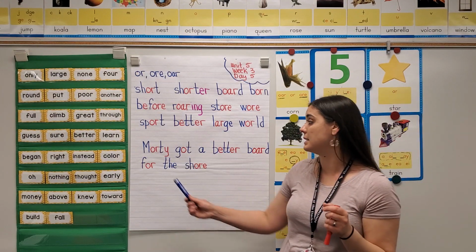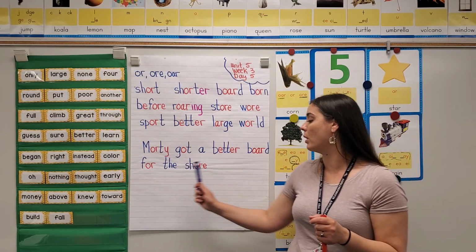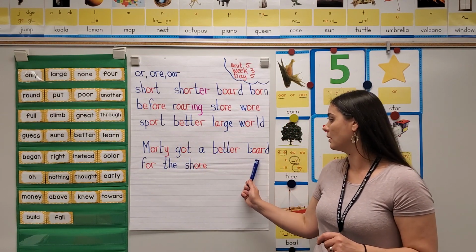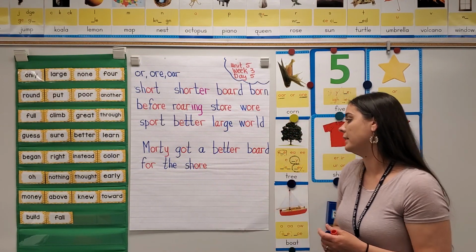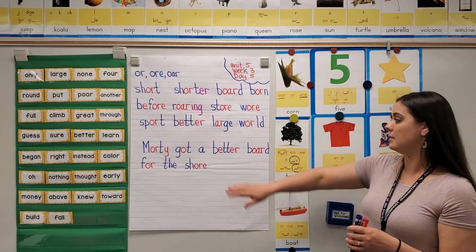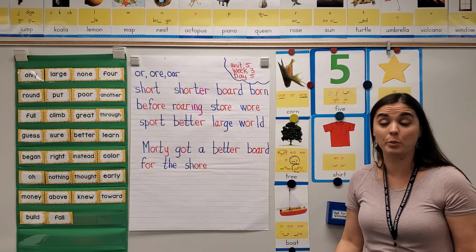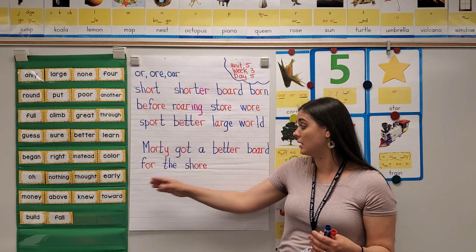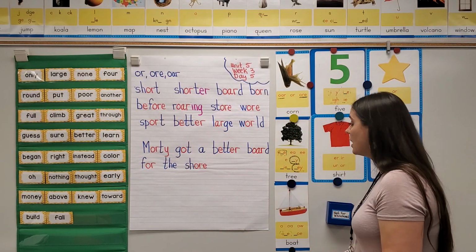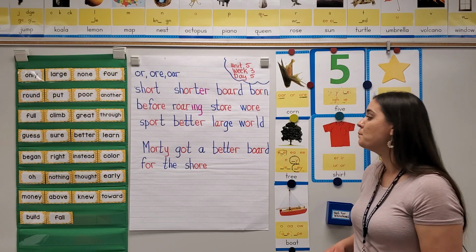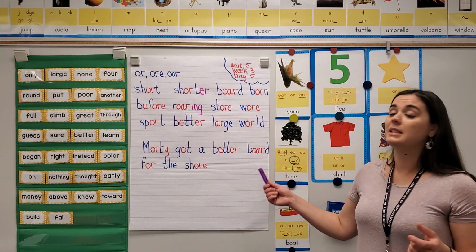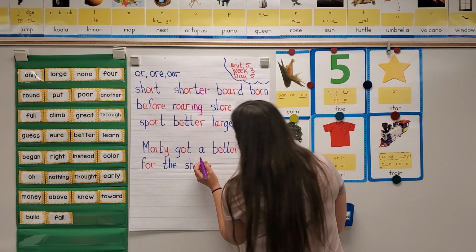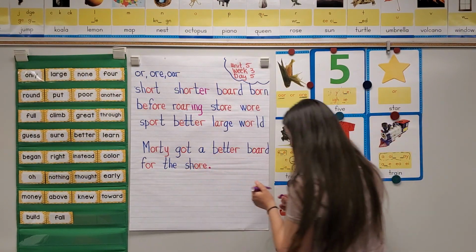All right, let's read our sentence. Morty got a better board for the shore. Your turn. Lovely. All right, so in this sentence, board is like a surfboard. So he got a better surfboard to use at the shore, the ocean. So let's do some punctuation first. So this sentence, definitely just going to get a period. It's just telling something that Morty did. It's a statement, all right?